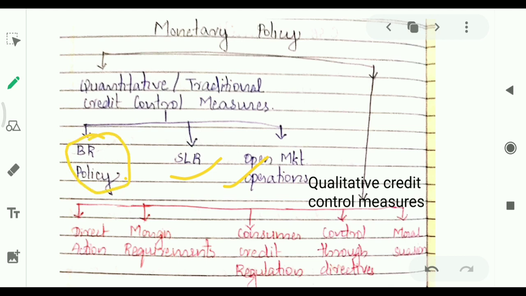So this SLR as well as open market operation is different from bank rate policy. Bank rate policy does not have a direct effect on the cash reserves of the commercial bank. A change in bank rate affects the cost of borrowing of commercial banks. Now let's get into the details of these. Firstly, let's have a look at open market operations.